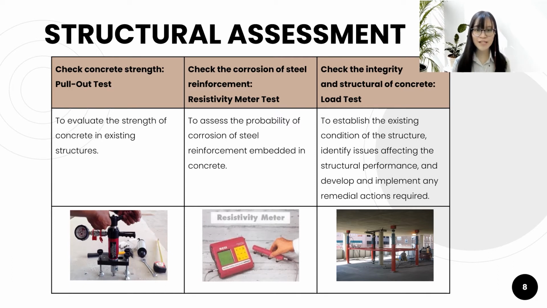Next, we can have resistivity meter test to check the corrosion of steel reinforcement. Resistivity of concrete is a good indication of the probability of corrosion. So when conducting this test, the lower the electric resistance, the more easily corrosion current flows through the concrete and the greater is the probability of the corrosion.